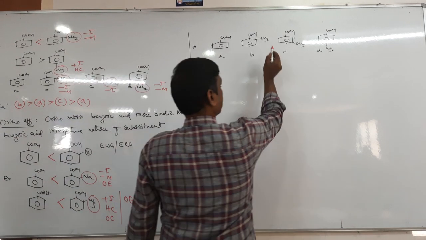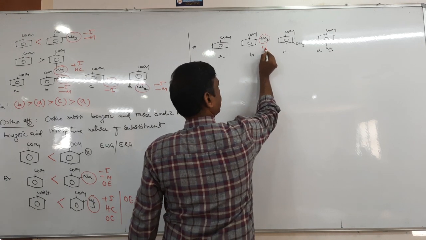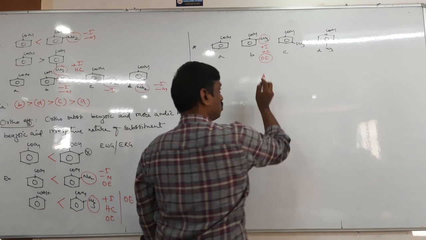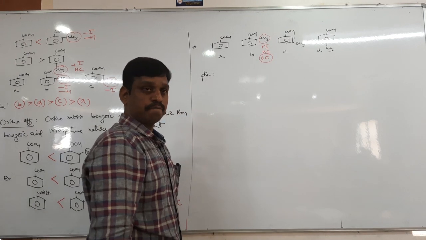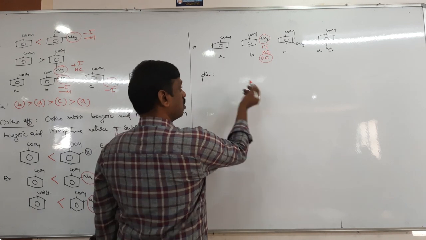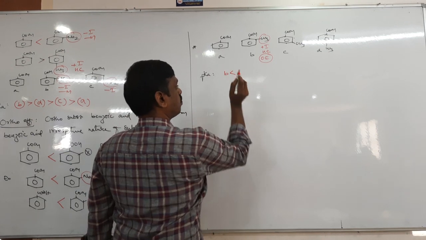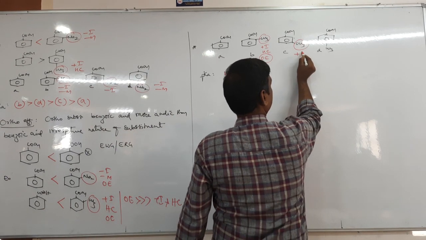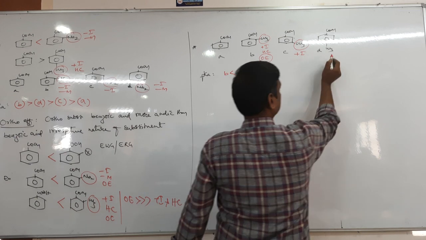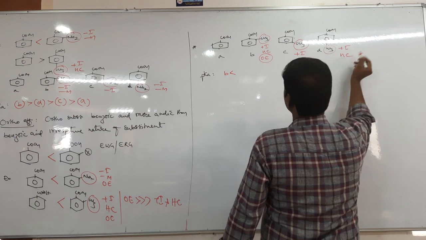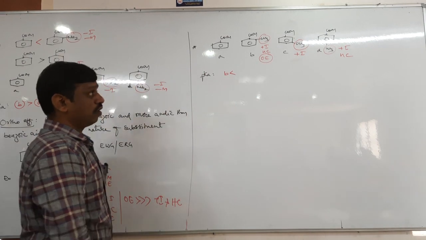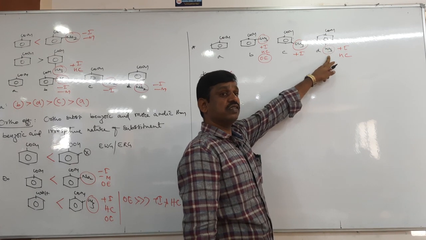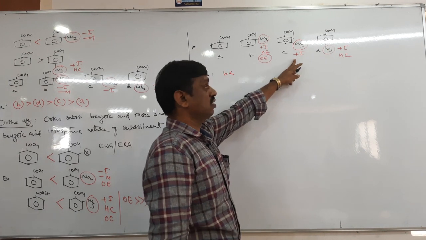So tell me, which of the following has highest pKa, lowest Ka, or least acidic? This is plus I, hyperconjugation, ortho effect. Therefore, due to ortho effect, it becomes more acidic, least pKa. So B is least pKa. Next, this is plus I, no hyperconjugation. This is plus I, hyperconjugation. Now, where is the electron releasing more? Electron releasing is more in D. It is least acidic.